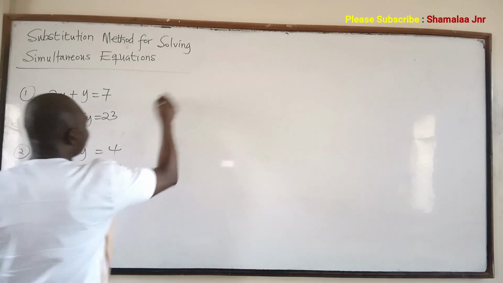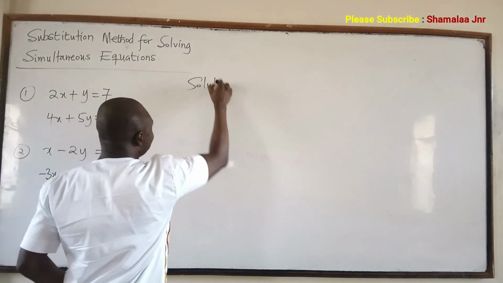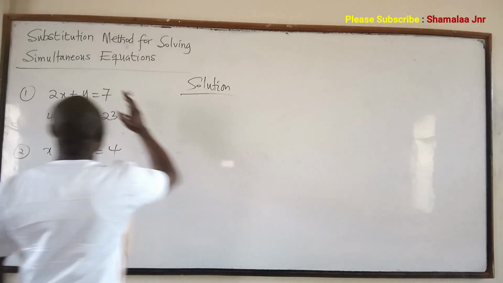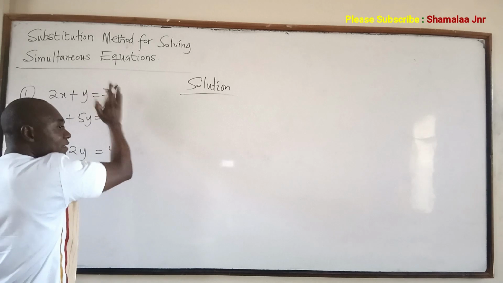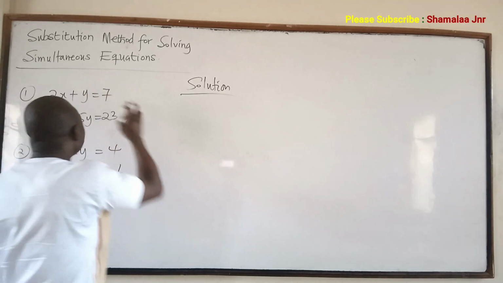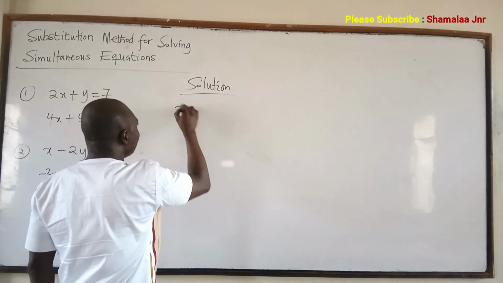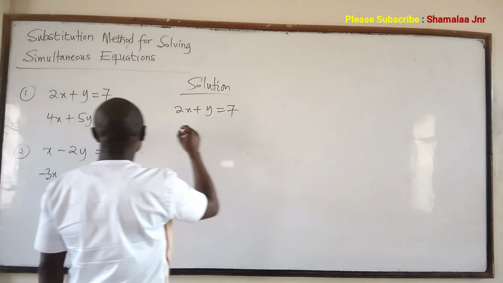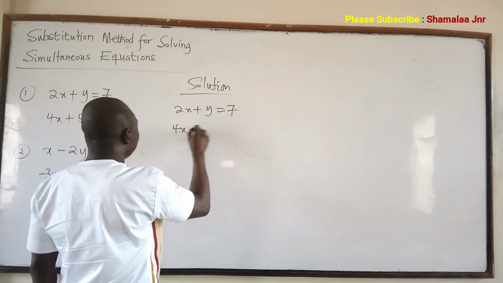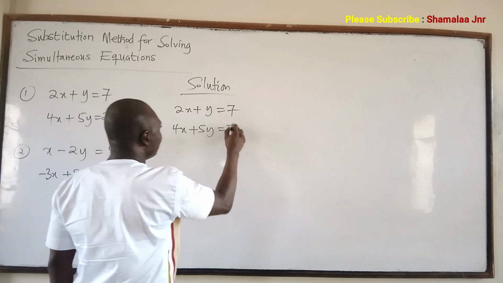Now, for the first one, let's look at the solution to the first one. We are going to solve these two equations simultaneously. It means at the same time. So let's look at the first one. 2x plus y is equal to 7. 4x plus 5y is equal to 23.